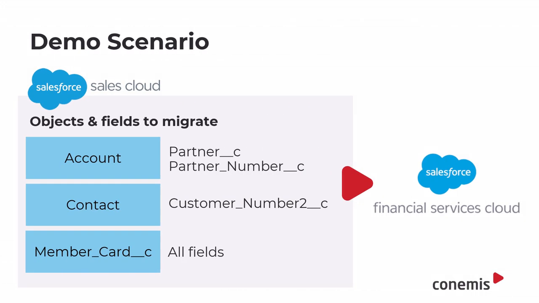In the demo, we will use Salesforce Sales Cloud as the source system and Salesforce Financial Services Cloud as the target system. With conemis Transition Cloud, you can migrate objects and fields along with their attributes, such as default values, required field settings, and pick list values.